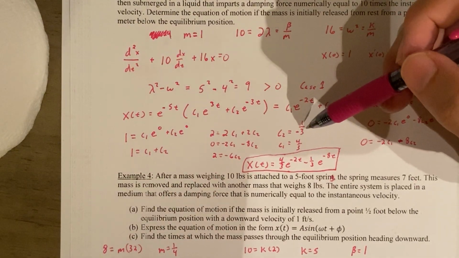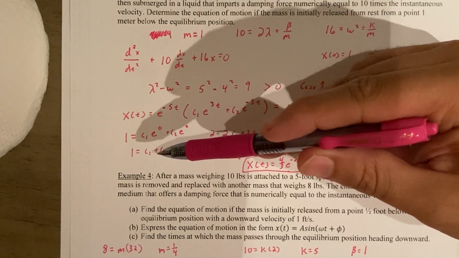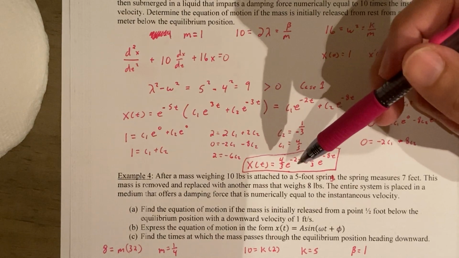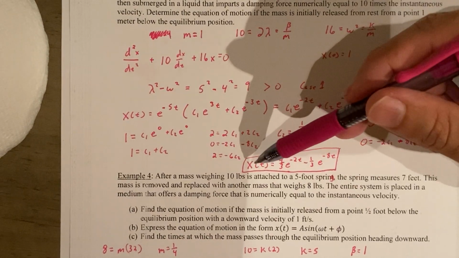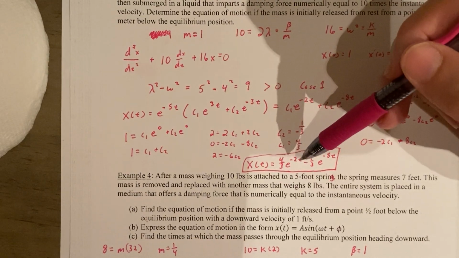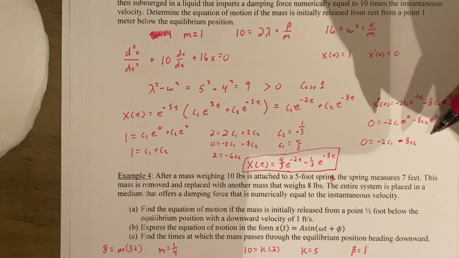Then I plug this into the first equation, and c sub 1 is going to equal 4/3. So there's my equation of motion, my position function, which is x of t is equal to 4/3 e to the negative 2t minus 1/3 e to the negative 8t.